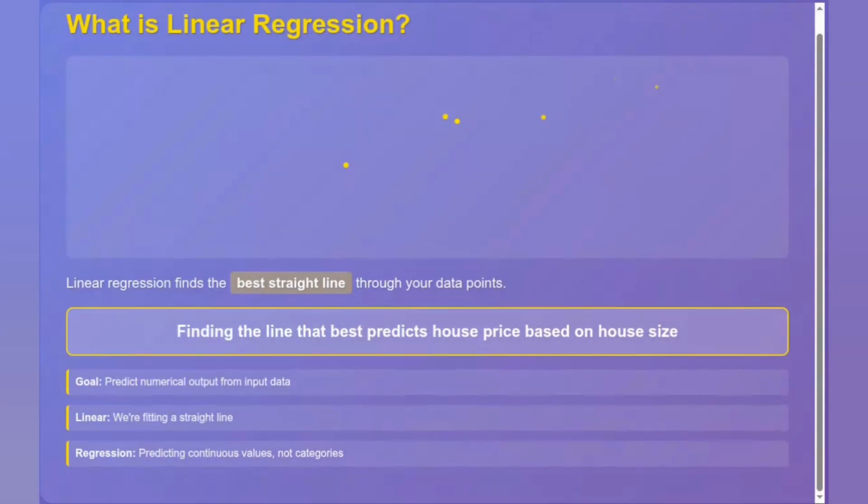Linear regression is essentially about finding the best straight line through your data points. Imagine you have data showing the relationship between house size and price. Linear regression finds the line that best predicts price based on size. The goal is simple. Given some input, predict a numerical output. It's called linear because we're fitting a straight line, and regression because we're predicting continuous values, not categories.